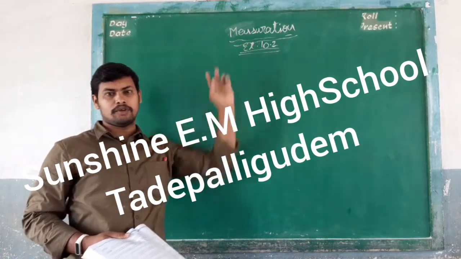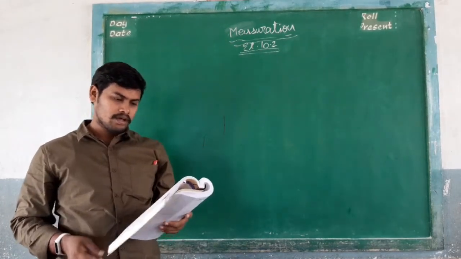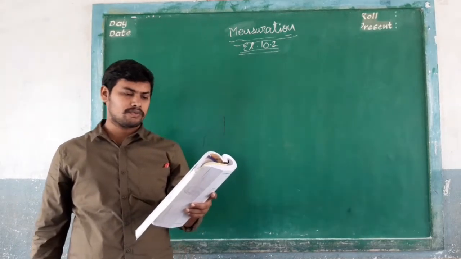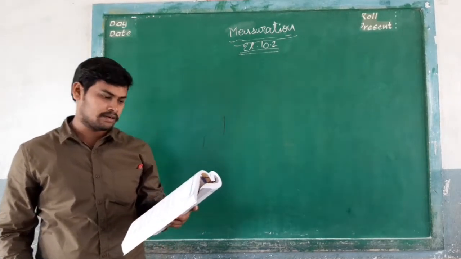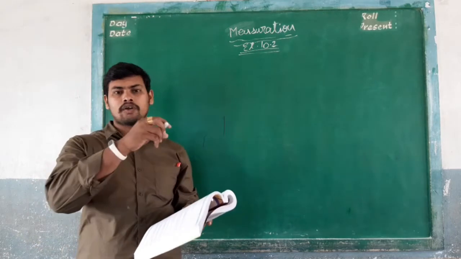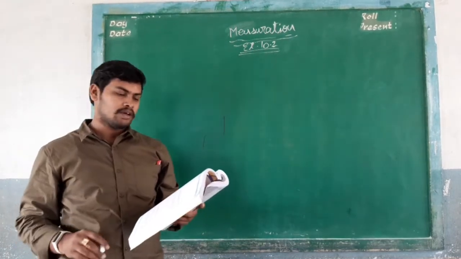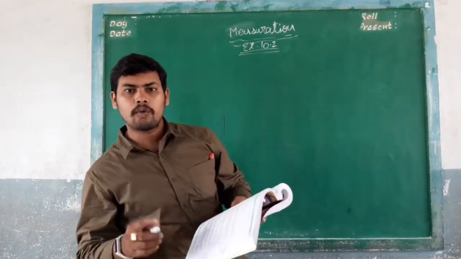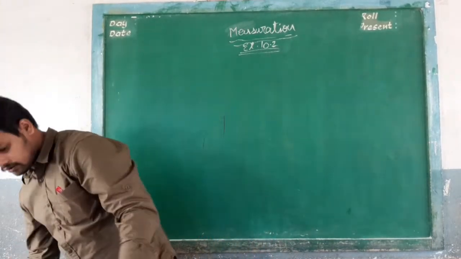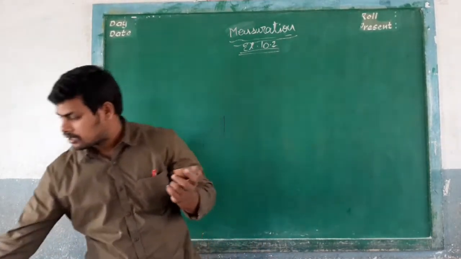Exercise 10.2 in mensuration. A toy in the form of a cone mounted on a hemisphere. Mounted means you have to place one object on another object. So a toy is in the form of a cone mounted on a hemisphere. This is the hemisphere and this is the cone.